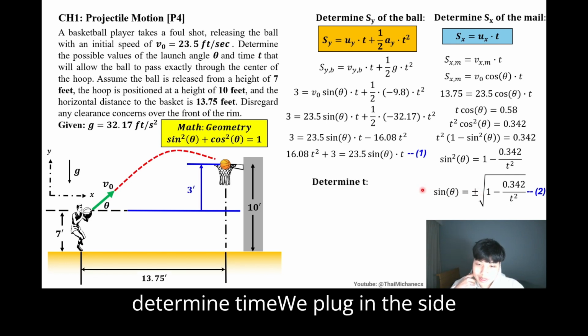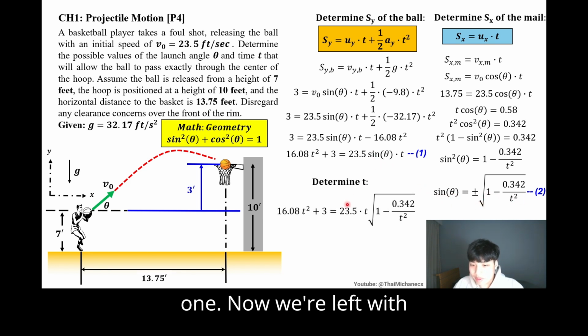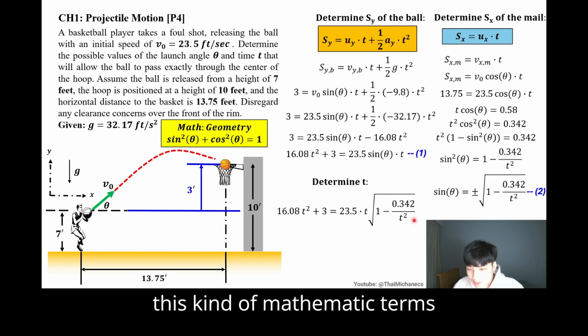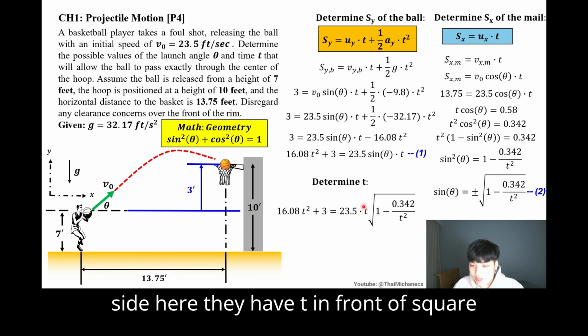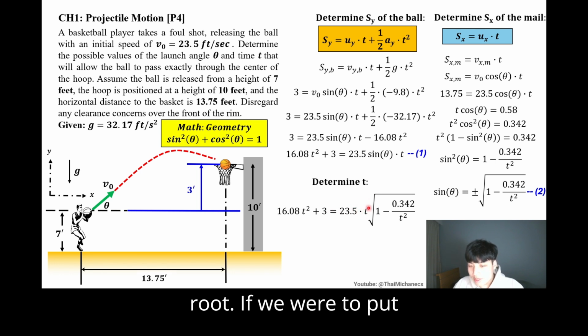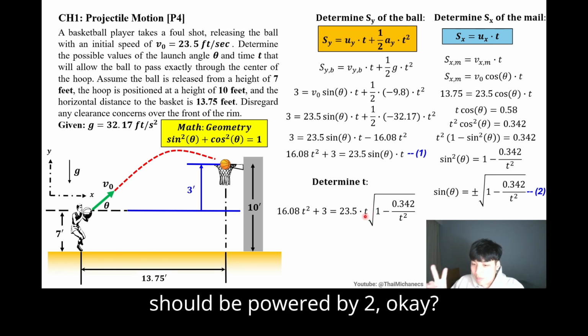Okay, to determine time, we plug in the sine theta from equation 2 into equation 1. Now we're left with this kind of mathematical term, and we know that on the right-hand side they have t in front of the square root. If we were to put the t inside the square root, the t should be powered by 2.